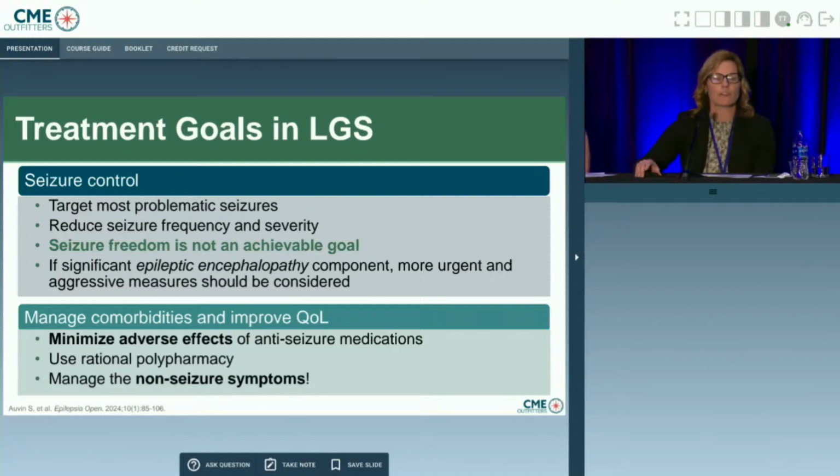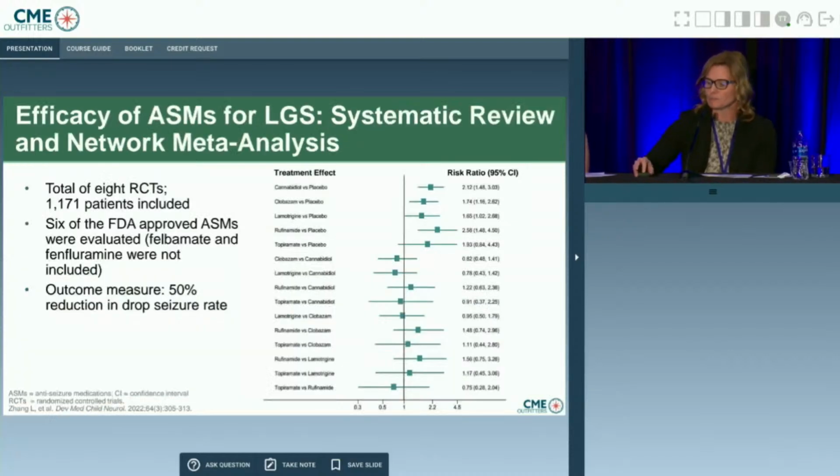In addition to all of these questions regarding how to manage seizures, there's also those other comorbidities that impact the patient and their caregivers as well. A lot of that has to do with adverse effects from our anti-seizure medications, and how do we balance how many medications they're on, what those side effects are, and not contributing to any of their non-seizure symptoms like behavior and sleep and GI issues. And so we really need to optimize all of these things to promote improvements in their quality of life.